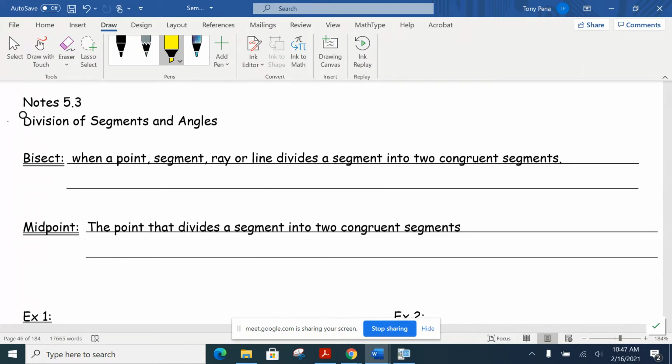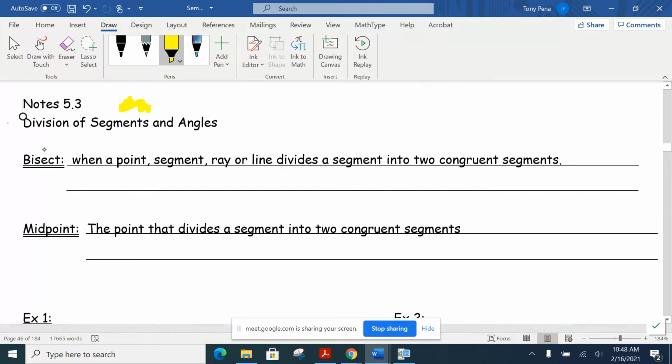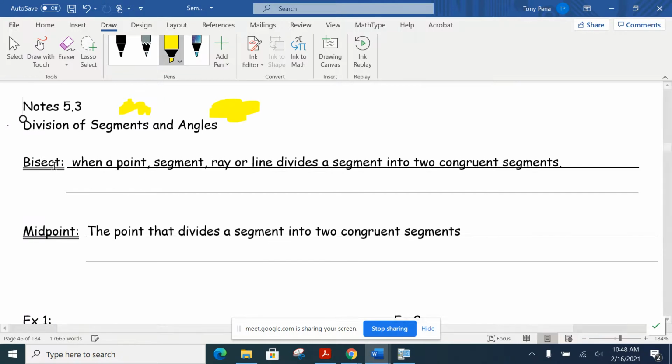So we all know, hopefully, what the prefix bi means. A bicycle is called that because you have two wheels. So bisect in terms of two. When we intersect something, you cross it. So the suffix here, the sect, means we're going to cross something. So bisect together is when a point, segment, ray, or a line divides a segment into two. That's why we use the prefix bi, congruent segments.